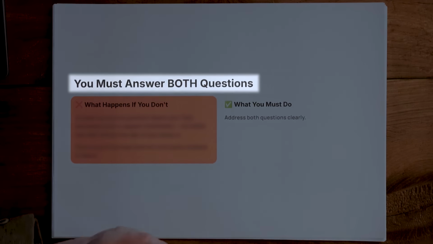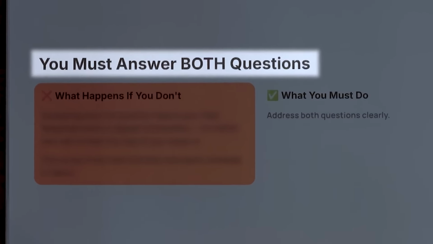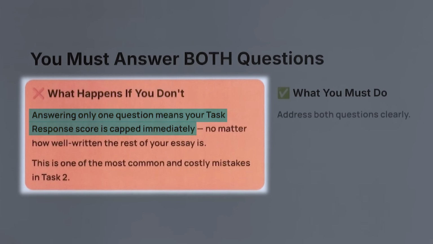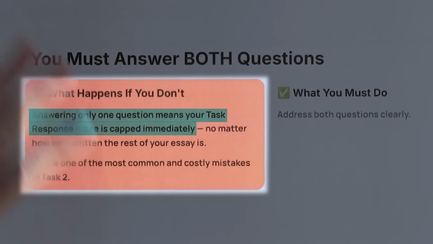So the key lesson I hope that you've learned here is you must answer both questions. If you do not answer both questions, it is extremely difficult for you to get one of the higher scores, the band 7, the band 8, the band 9. But don't worry, we're going to show you how to address each of them separately. We'll give you the structure. It'll be really simple, really easy once you learn this system.